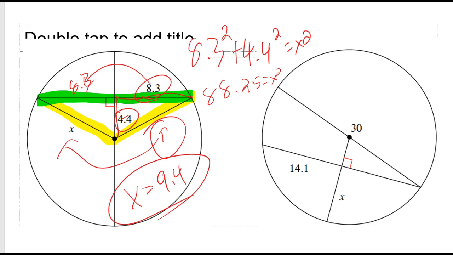Alright, problem on the right. First off, my radius here is 15. So I'm going to create a line. Actually, I don't need to. My bad. There's already a triangle right here. So this is 15. This is 14.1. Same reason why this was 8.3 and 8.3. This is 14.1, that has to be 14.1.